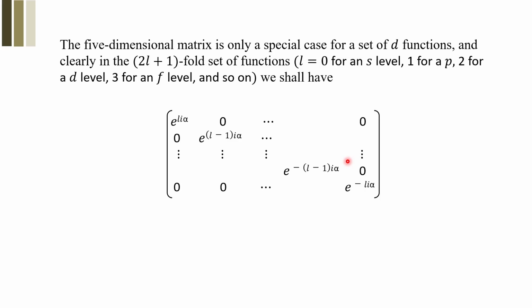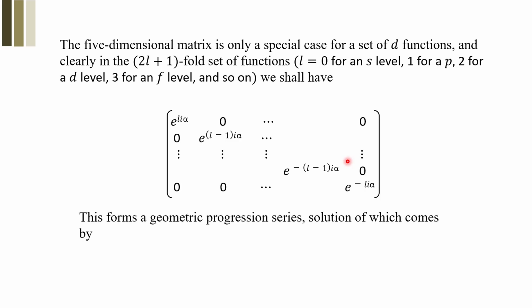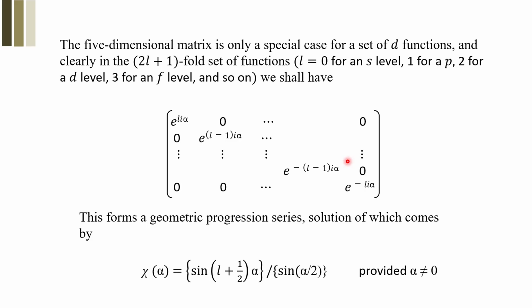So that was a very particular case for d orbitals. Now we are talking about a very generalized case of the matrix to obtain the characters of the reducible representation for various values of L. We have seen that this also forms a geometric progression series, and the solution in general is chi of alpha equal to sine of (L plus half) alpha divided by sine of alpha by 2, if alpha is not 0. Of course, alpha is the angle through which an orbital with the value of L is rotated.